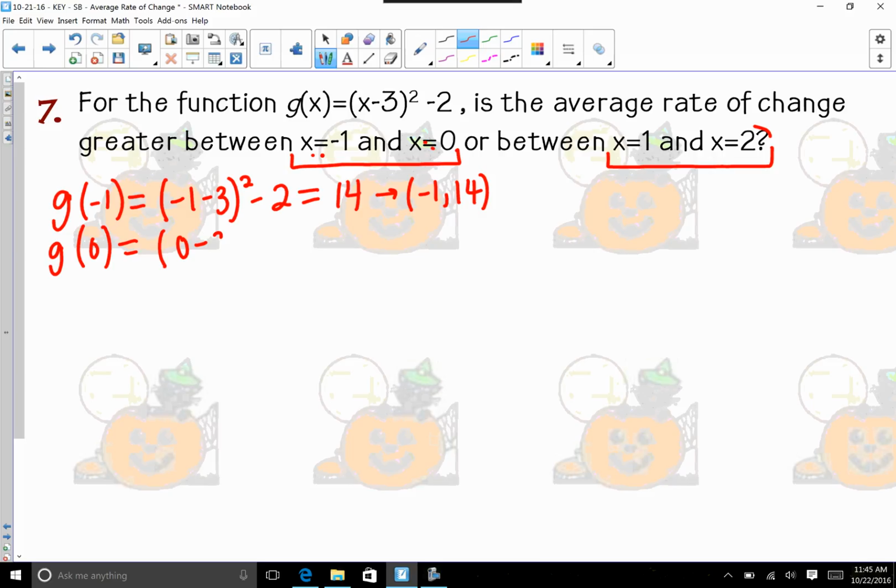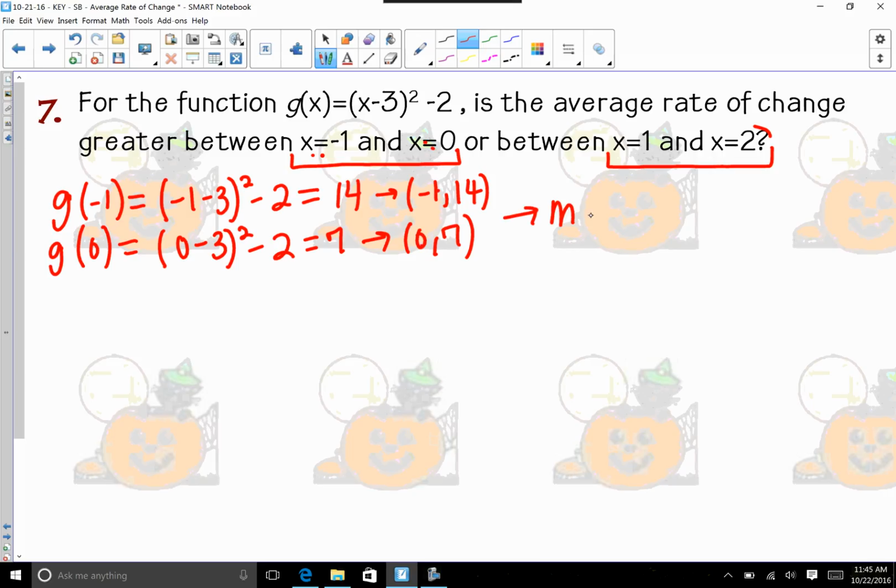0 minus 3 squared minus 2. So 0 minus 3 is -3. -3 squared is 9. 9 minus 2 is 7. So the ordered pair is (0, 7).